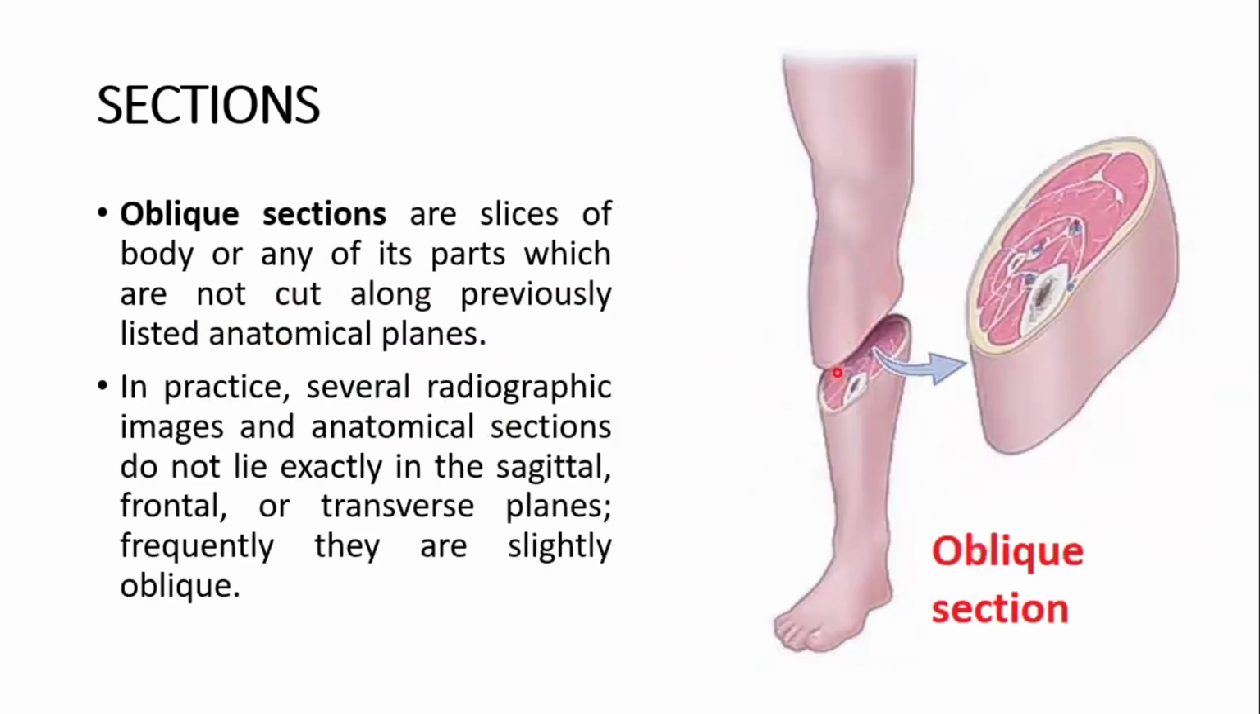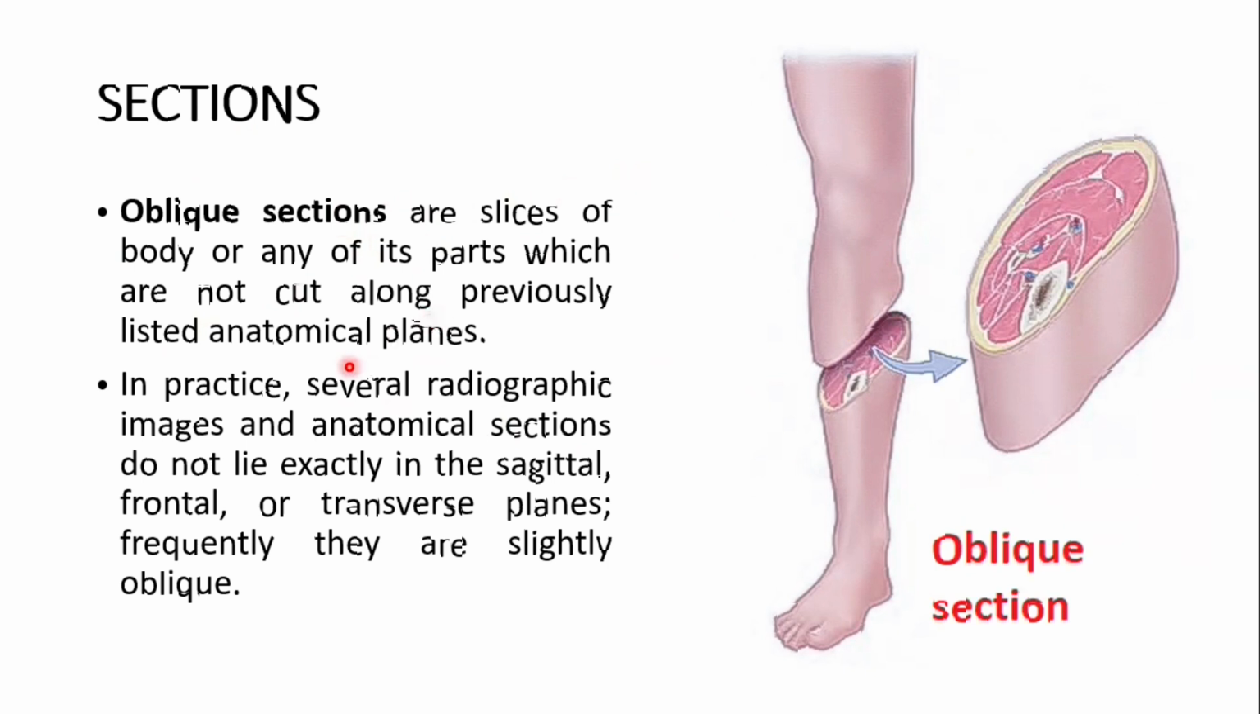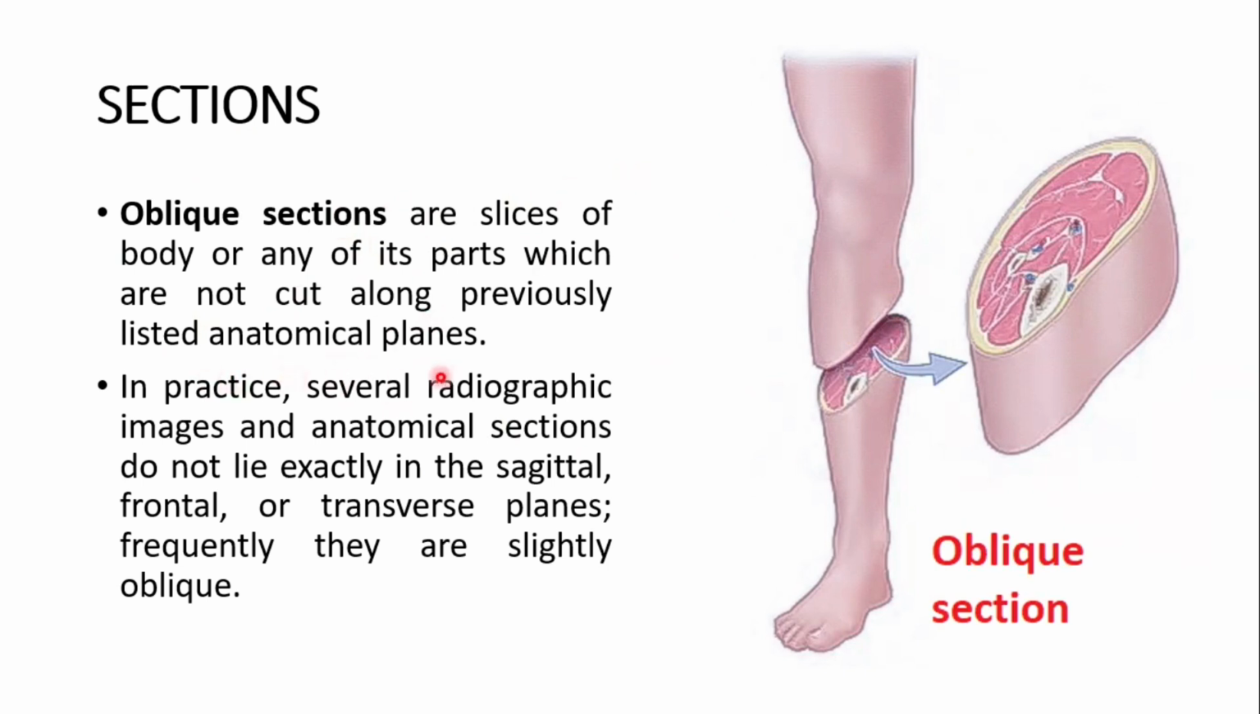And the oblique sections, very, very important, are slices of the body or any of its parts which are not cut along the previously listed anatomical planes. In practice, several radiographic images and anatomical sections do not lie exactly in the sagittal, frontal, or transverse planes. Frequently, they are slightly oblique.